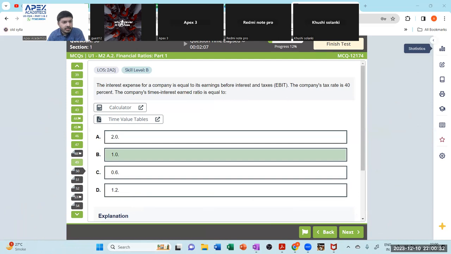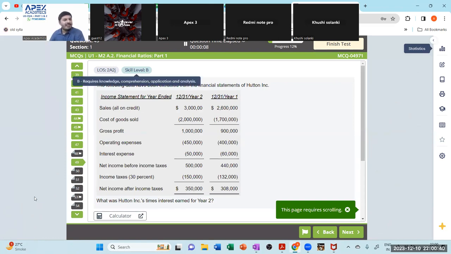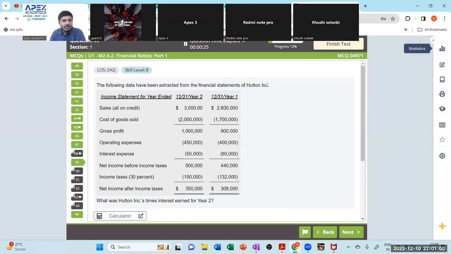Now 49 times interest earned ratio for year number 2. Now see, they have purposely given you a complicated sort of format. Last thing I want is any one of you to get confused over here. Now pay attention to what I'm saying.